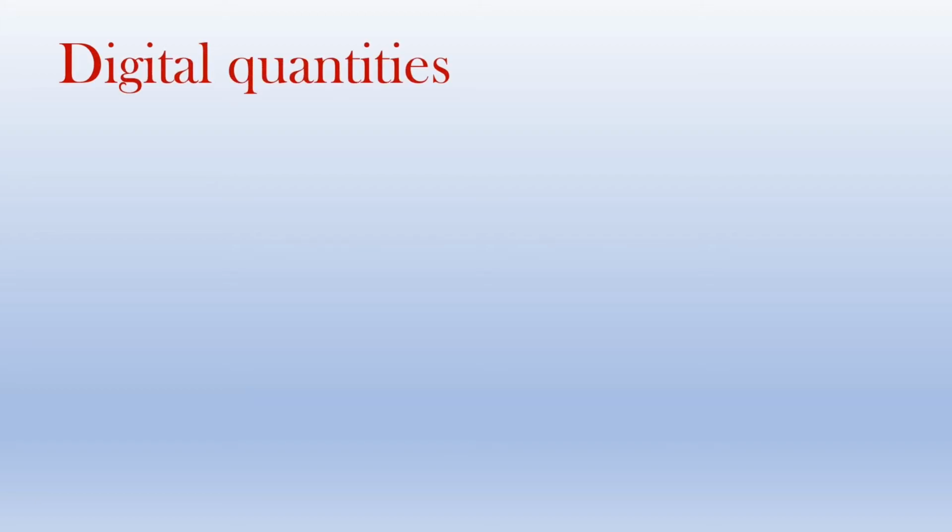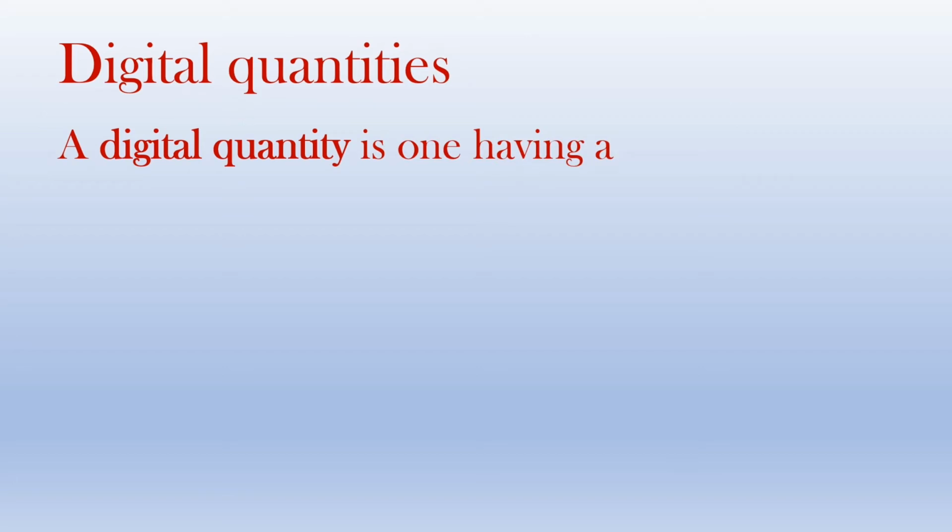Now moving towards digital quantities. So what are digital quantities? A digital quantity is one having a discrete set of values. Discrete set means only one or two values that cannot be changed. In simple words, we can say digital quantities possess only two values or two variables, one maximum value and one minimum value. In common language, we say these values are binary variables or binary digits. Minimum value is represented by 0 and maximum value is represented by 1.